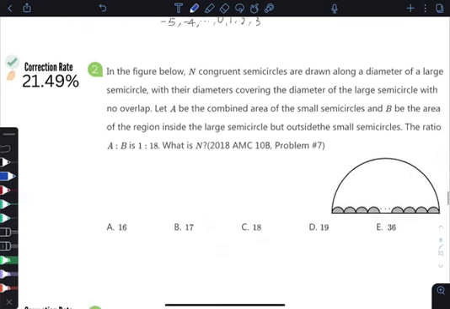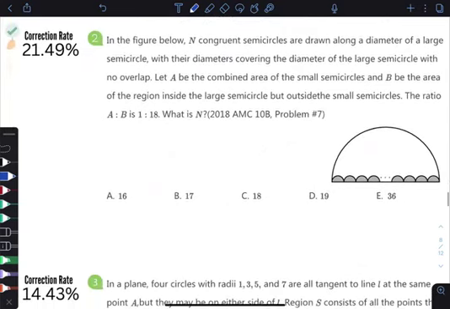Alright, let's go to the second part. In the figure below, n congruent semicircles are drawn along the diameter of the large semicircle, with their diameters covering the diameter of the large semicircle with no overlap. Let A be the combined area of the small semicircles, and B be the area of the region inside the large semicircle but outside the small semicircles. The ratio of A to B is 1 to 18, so what is n?